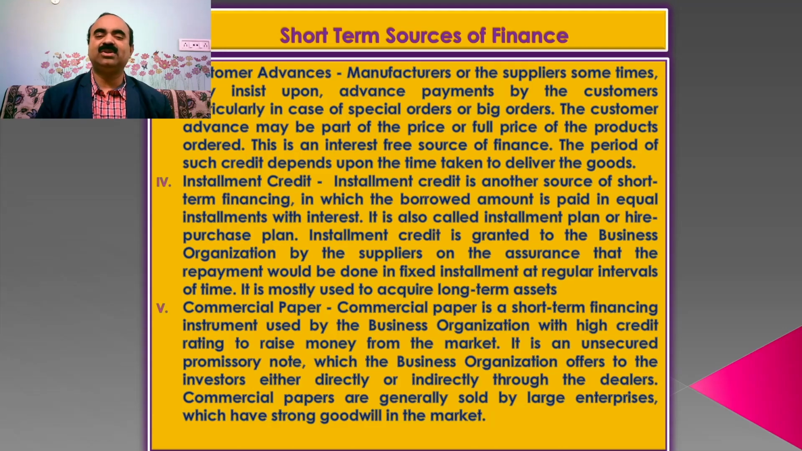The fifth short-term source of finance is commercial paper. Commercial paper is a short-term financing instrument used by the business organization with high credit rating to raise money from the market. It is an unsecured promissory note which the business organization offers to the investors either directly or indirectly through the dealers. Commercial papers are generally sold by large business organizations which have strong goodwill in the market.